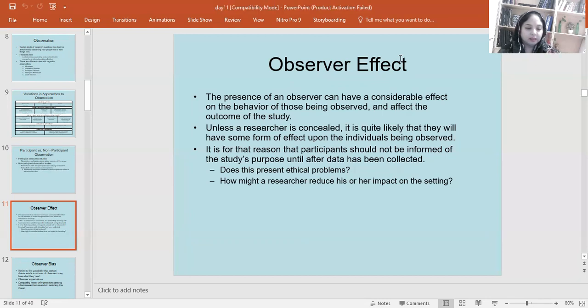Sometimes they say that participants should not be informed just because of behavioral change, but ethically it is wrong. So does this present ethical problems? Yes, this will present an ethical problem, because if you record anyone without his knowledge, and then it is brought to his knowledge, he can be offended.